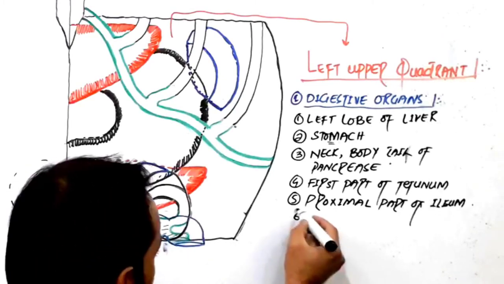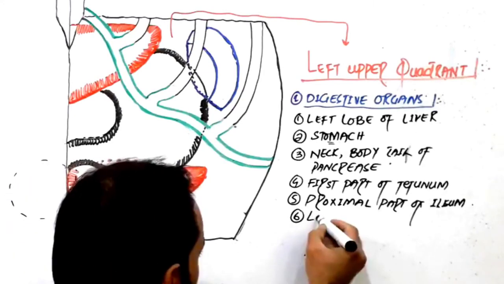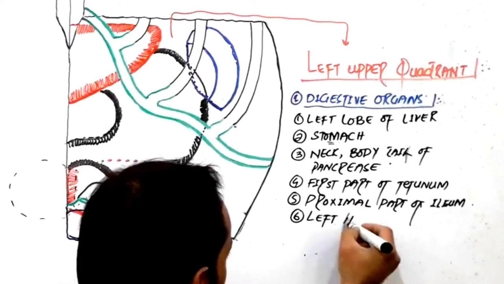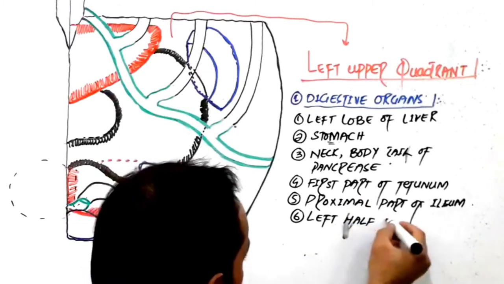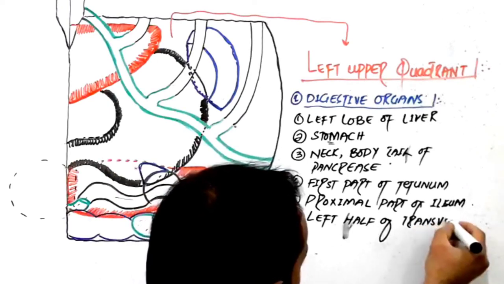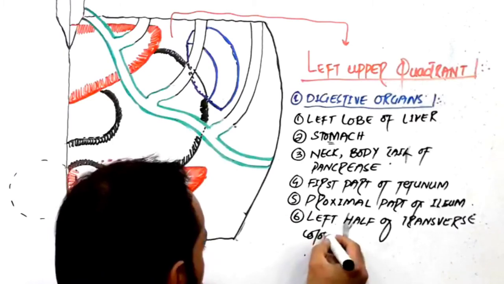The sixth important organ that is present in the left upper quadrant of your abdominal cavity, which plays its role in digestion, is the left part of the transverse colon, right? So the left half, not part, the left half of the transverse colon, right?